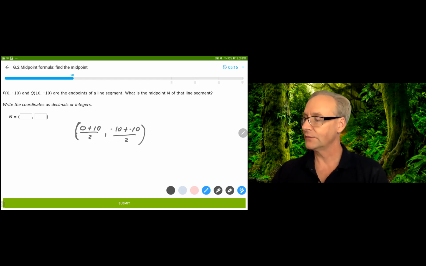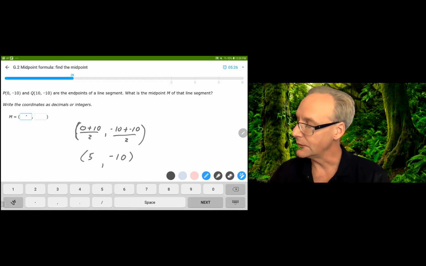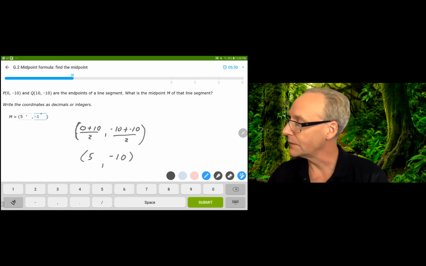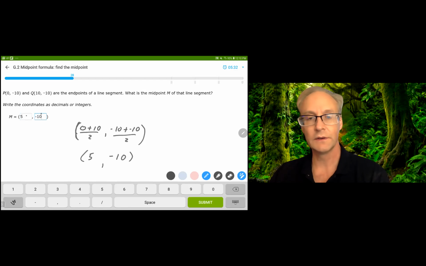Well, 0 plus 10 over 2 is 5. And negative 10 plus negative 10 is negative 20 divided by 2 is negative 10. And so my coordinate is 5, negative 10 is my midpoint. And if you were to look at a picture of this, you would be able to see it, hopefully.